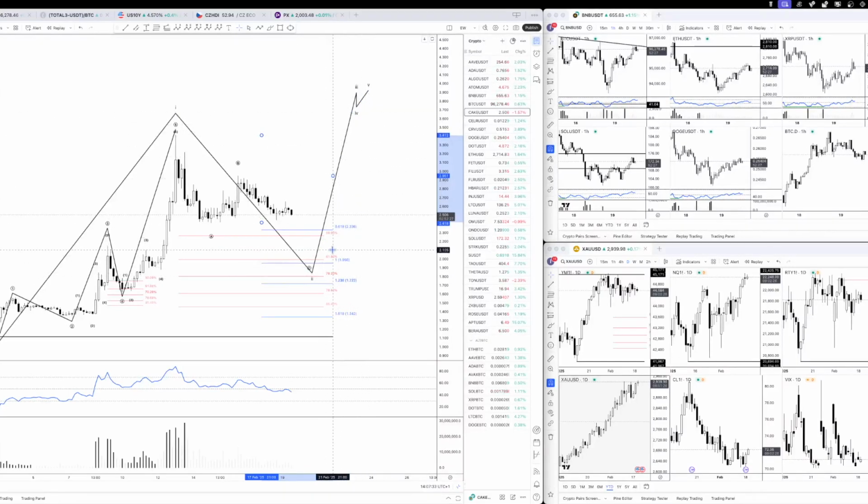At the moment, it's really useless to try to make a target for wave 3 because wave 2 is not completed. So once wave 2 is complete and we have the beginning of an impulsive move to the upside, then I would make an update and look for a reasonable target for wave 3.